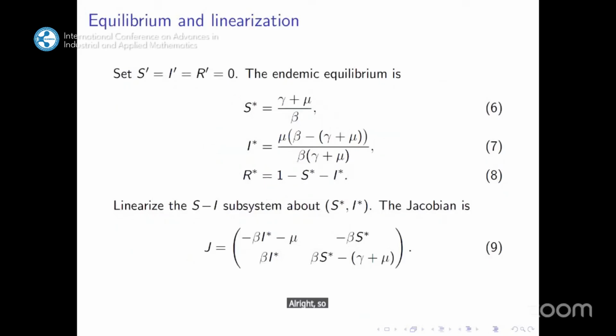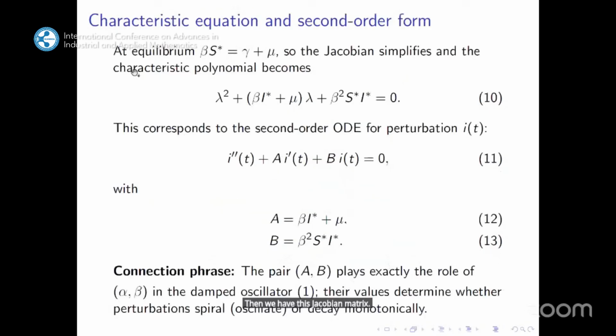All right, so what we see here is that, let's say this is the case where the SEIR derivatives equal 0, then we try to solve for the endemic equilibrium points. Then we linearize the S and the I subsystems about the equilibrium point. Then we have this Jacobian matrix. So I'll just pass through this because I know most of you are very familiar with it. And then we see that the values of A and B will be given by equations 12 and 13.